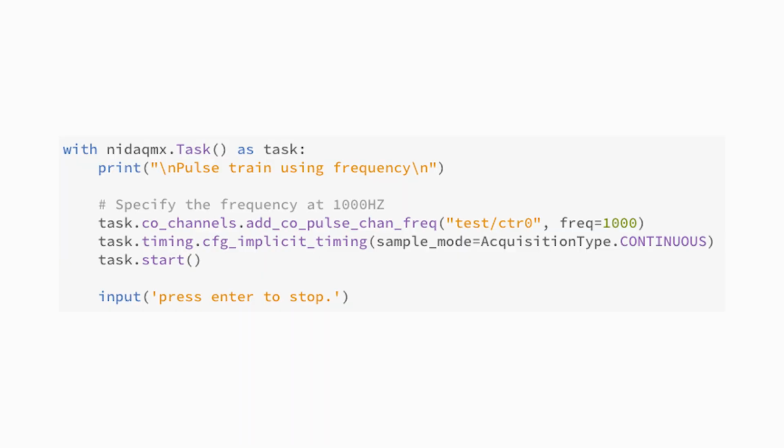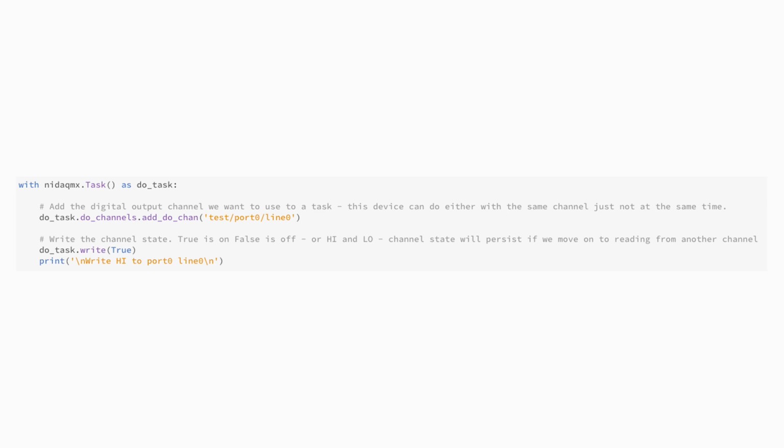Alternatively, you can generate a frequency-based pulse train. The structure of the code is nearly identical, but instead of defining high and low times, you simply specify the desired frequency using add_co_pulse_chan_freq. Once again, we define the device, test, and channel ctr0, and then set freq equals 1000 to output a 1 kHz signal. This is a simpler way to define the waveform if all you need is a steady pulse frequency.